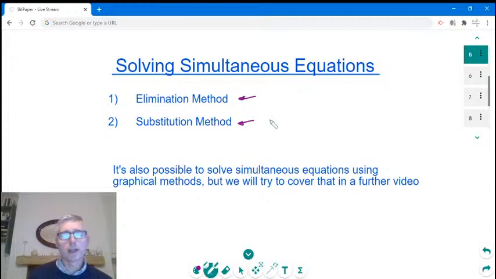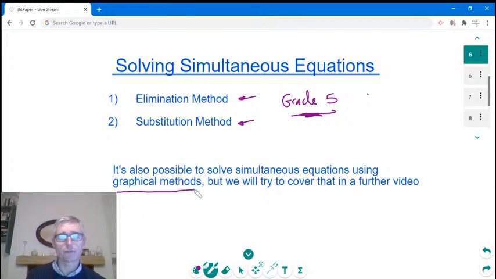Both of these are around on the GCSE papers around the grade 5 mark. So that's somewhere between the higher tier and the foundation tier, top end of the foundation tier, and lower end of the higher tier. We've also got other methods we can use to solve simultaneous equations. So we could use graphical methods, but we're going to try and cover that in a further video.